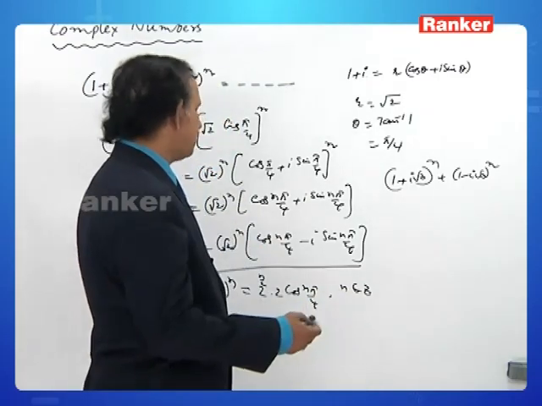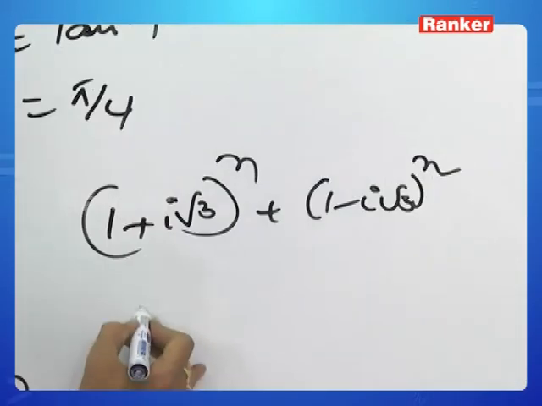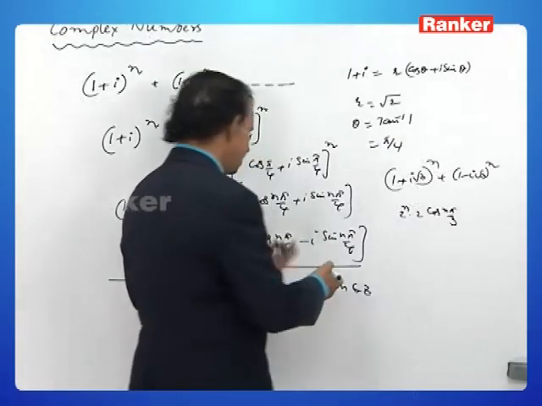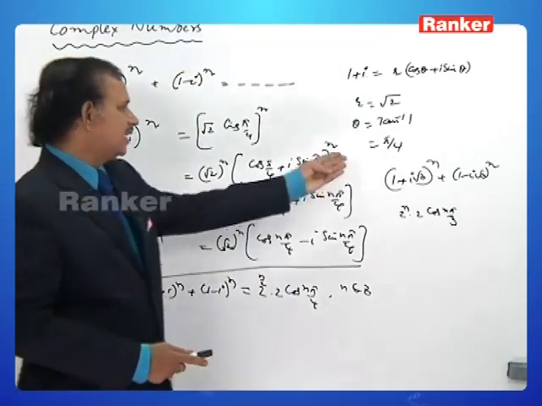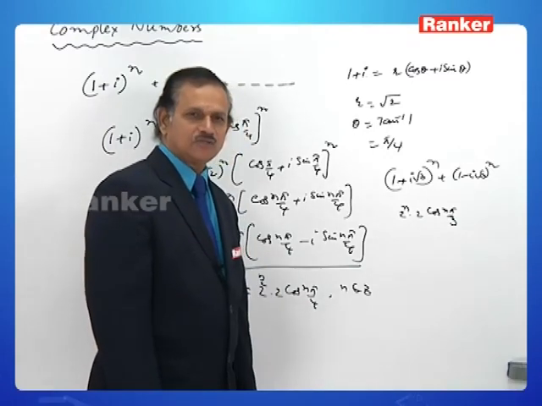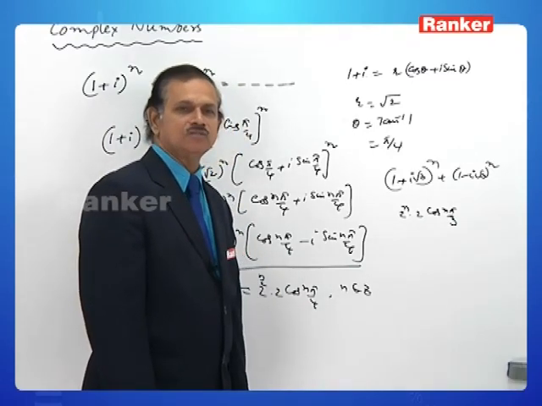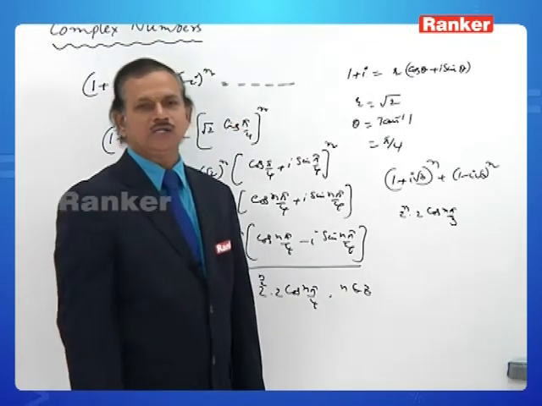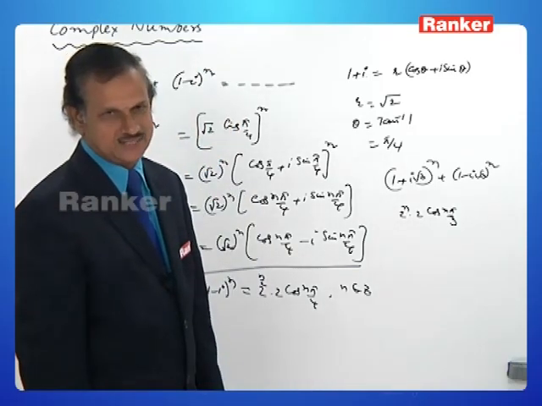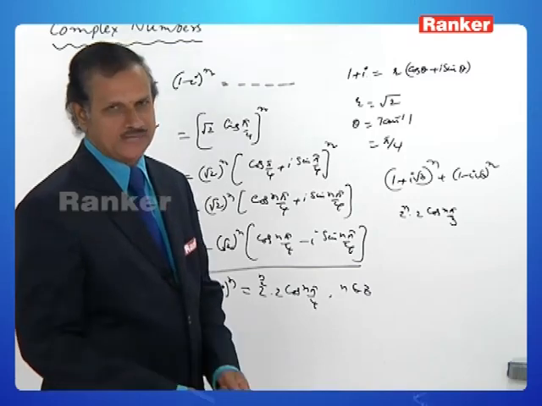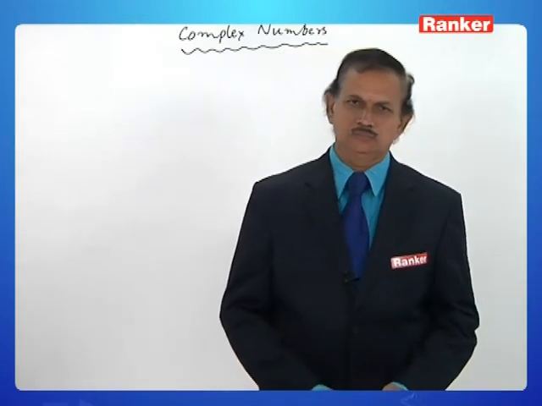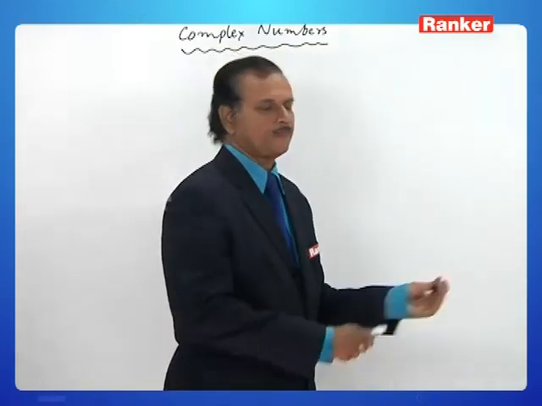Hence the answer will be 2 power n into 2 cos n pi by 3 instead of pi by 4. So this answer will be 2 power n plus 1 into cos n pi by 3, like that. To estimate such things, we are able to use de Moivre's theorem and Euler's definition, cos theta plus i sin theta, properties of cis alpha, cis beta, like that. Next, we shall now look at some more applications of de Moivre's theorem.